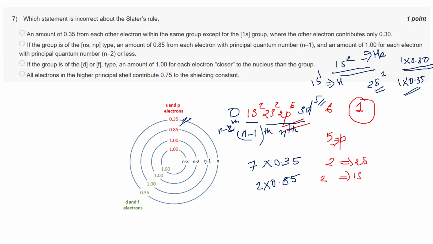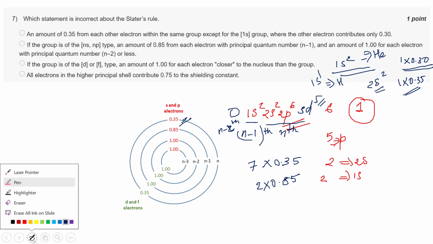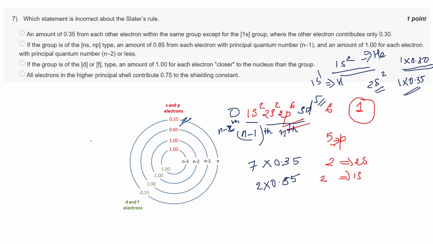So is this clear? Ma'am, so only for hydrogen and helium we take 0.3, no? Yeah, only when this 1s1 or 1s2 happens, in that case we'll take 0.3. In all other cases, even if 1s2 is there, it is 0.35.